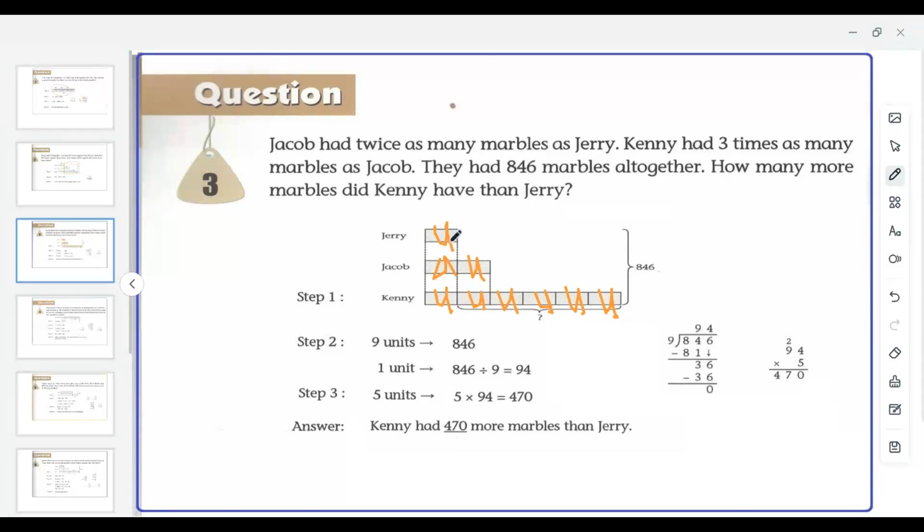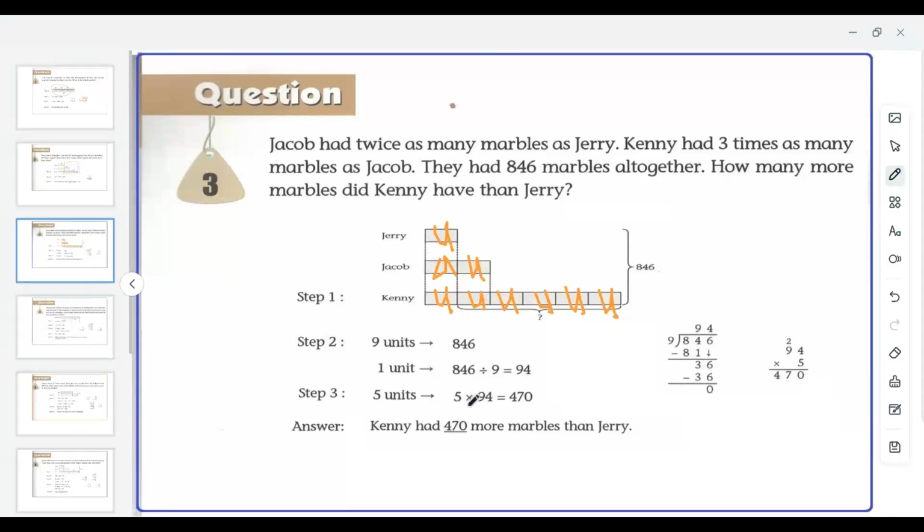So we know the 9 units is 846. So each unit, it's easy, right? 9 units is 846. So we divide by 9, we get 94. So 1 unit is 94. Then Kenny had 1, 2, 3, 4, 5, 6 units. But we take away 1 unit for Jerry. So he has 5 units more than Jerry.